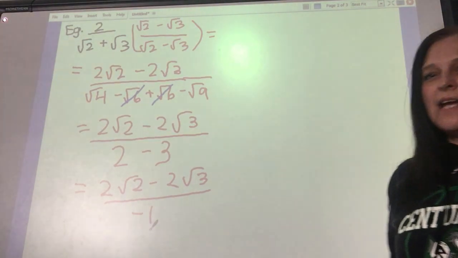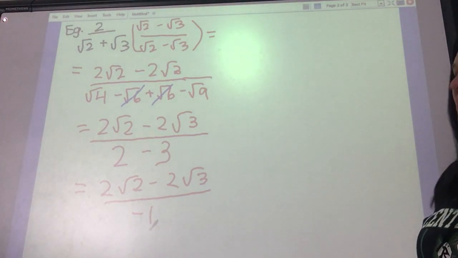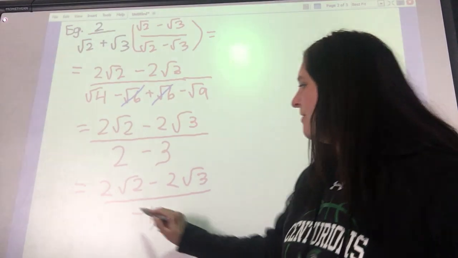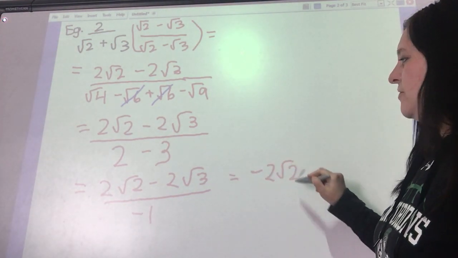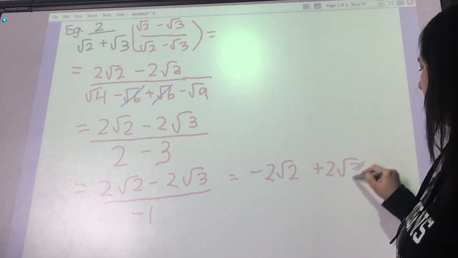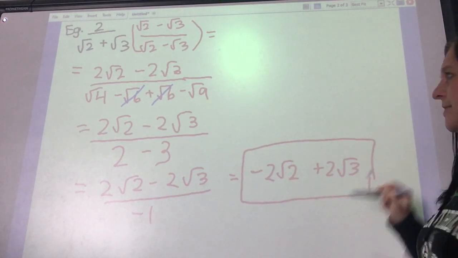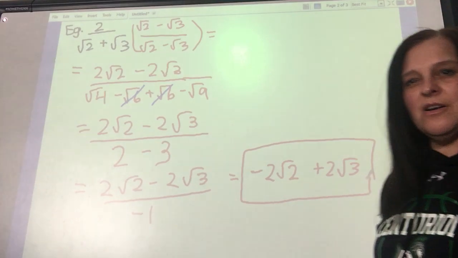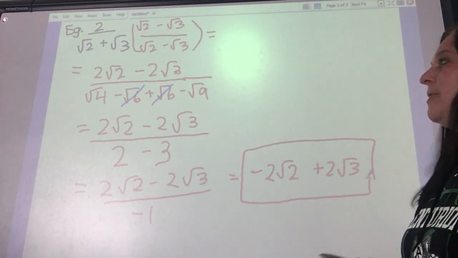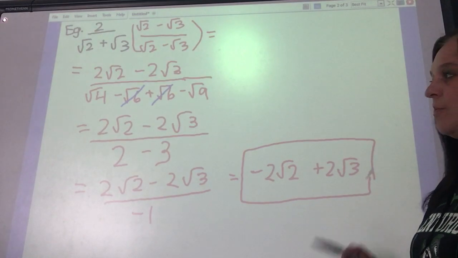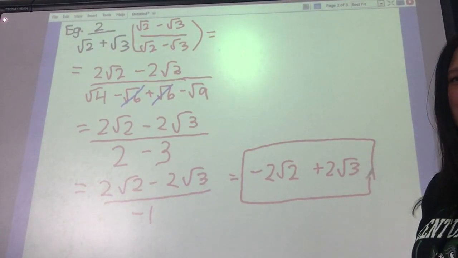Are we done? Technically we are, but if you checked in the back of your textbook, they probably would have a different answer. If you divide each term by that -1, you would get negative 2 root 2 plus 2 root 3. And that should be your final answer. So once you understand what a conjugate is, there's absolutely nothing new. It's long, it's tedious, but go slowly and carefully and just don't make any mistakes and it should work out.